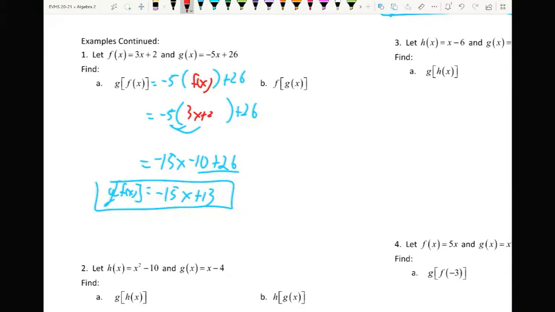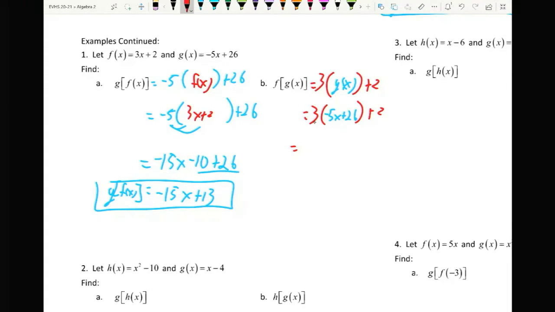Okay, now let's do it the other way around. f of x is 3x plus 2, and we're going to be putting g of x in for x. So now that becomes 3 times g of x, which is negative 5x plus 26.